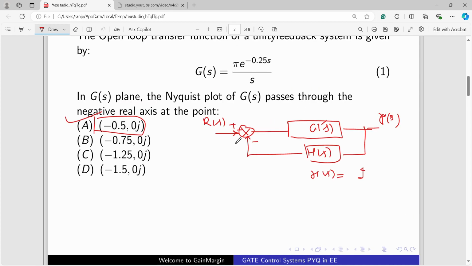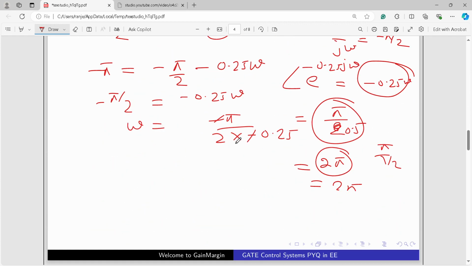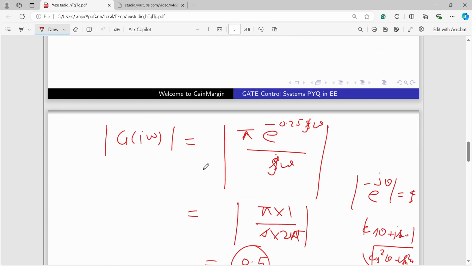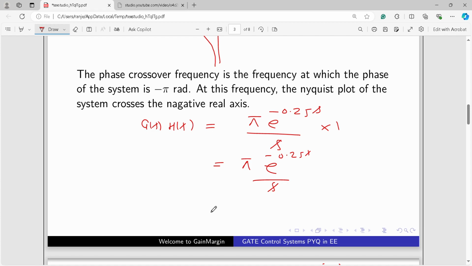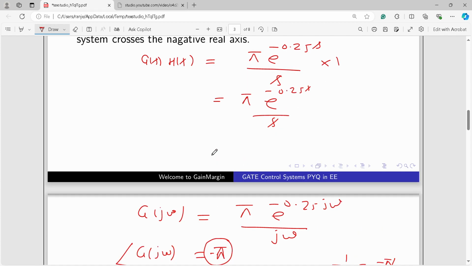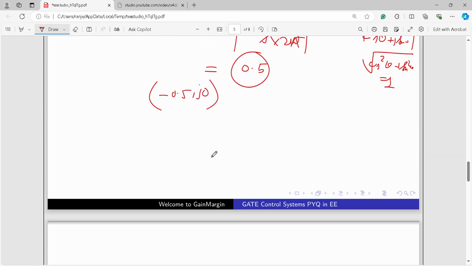One more thing I want to mention about this question: if they ask for the gain margin, we can also find it here, at this frequency, whatever frequency we calculate. This is also the phase crossover frequency. Phase crossover frequency is nothing but the frequency at which the phase of the system is minus pi, or minus 180 degree. So here, the gain margin we can also find out.